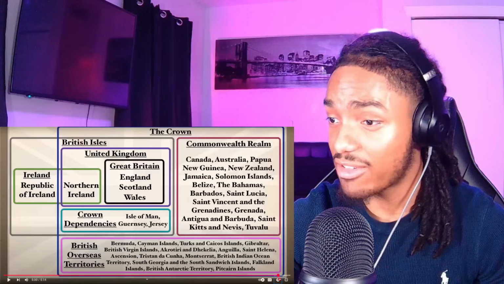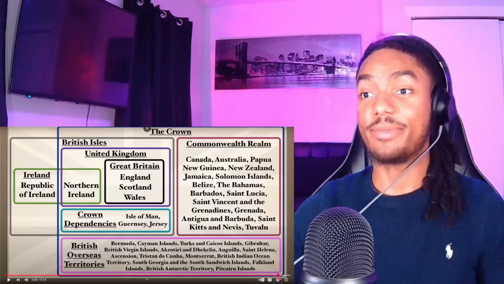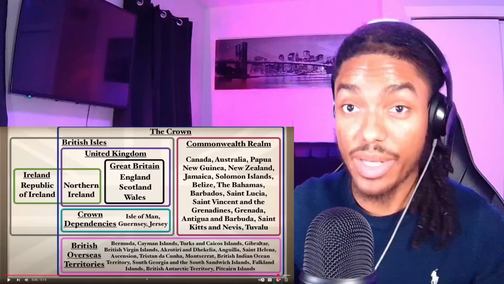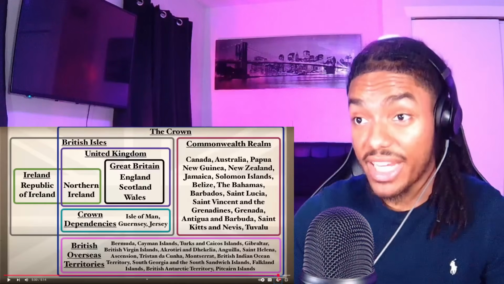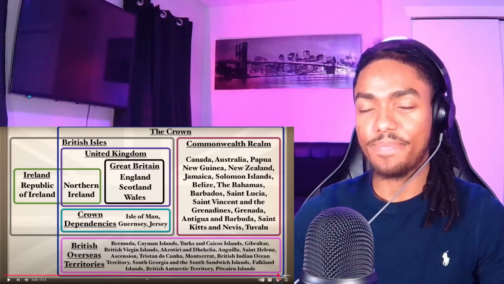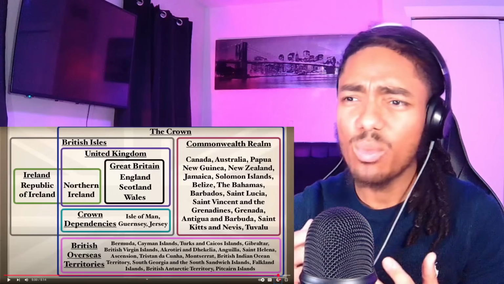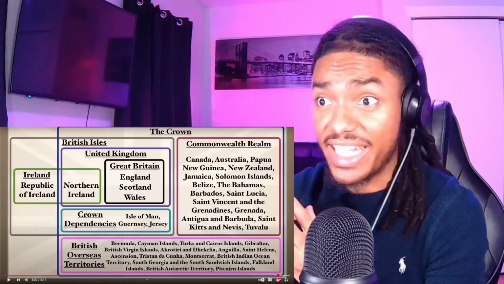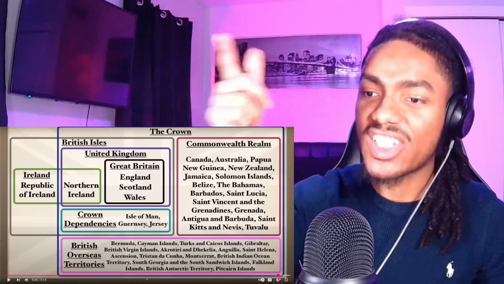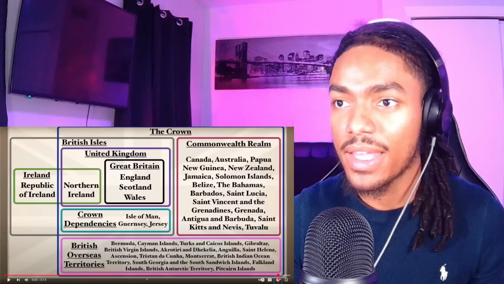British Overseas Territories. This was the main part we needed to understand. England, Scotland, and Wales, the three made up together, is Great Britain. Now, it's Great Britain because Northern Ireland is not included in it. So therefore, those three make up Great Britain. But once you add in Northern Ireland, now all four, Northern Ireland, England, Scotland, and Wales, make up the UK.